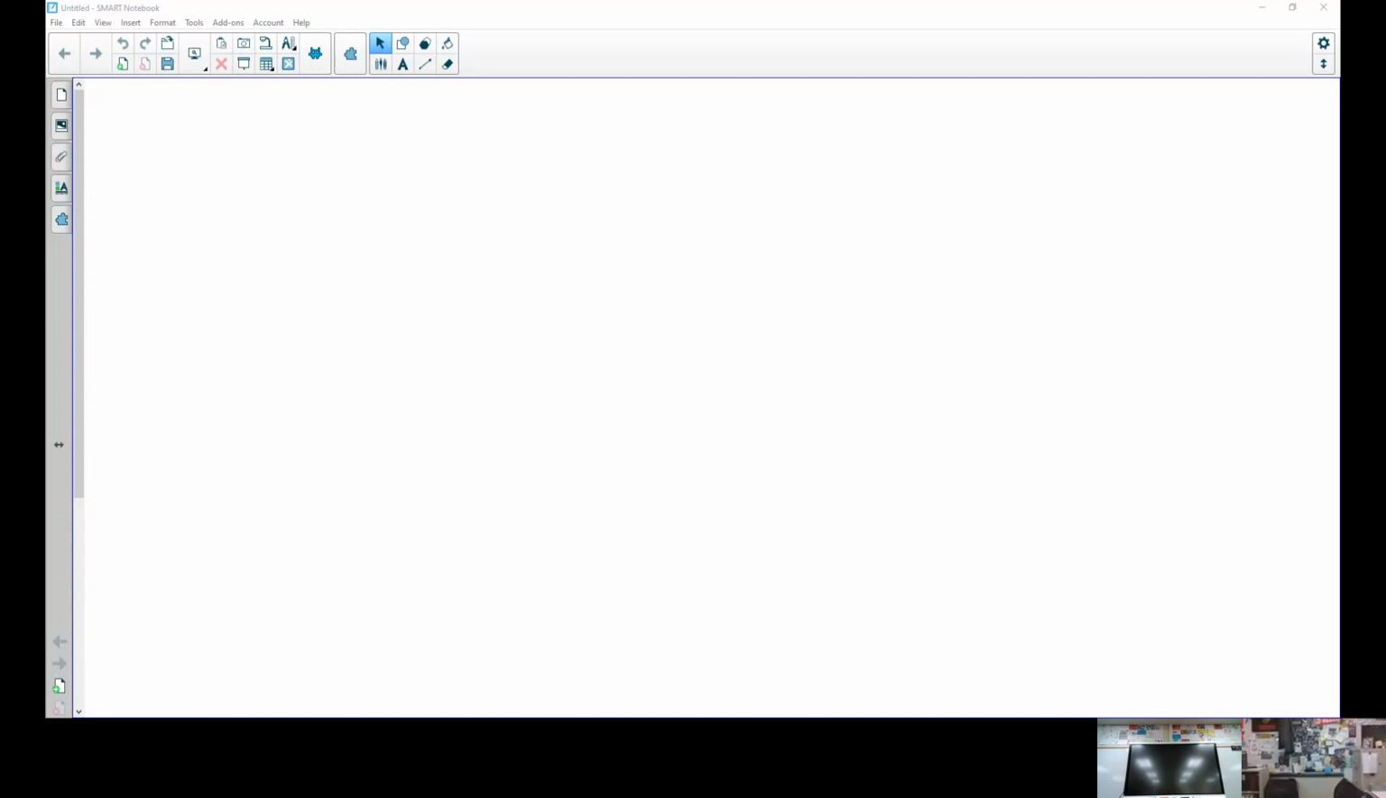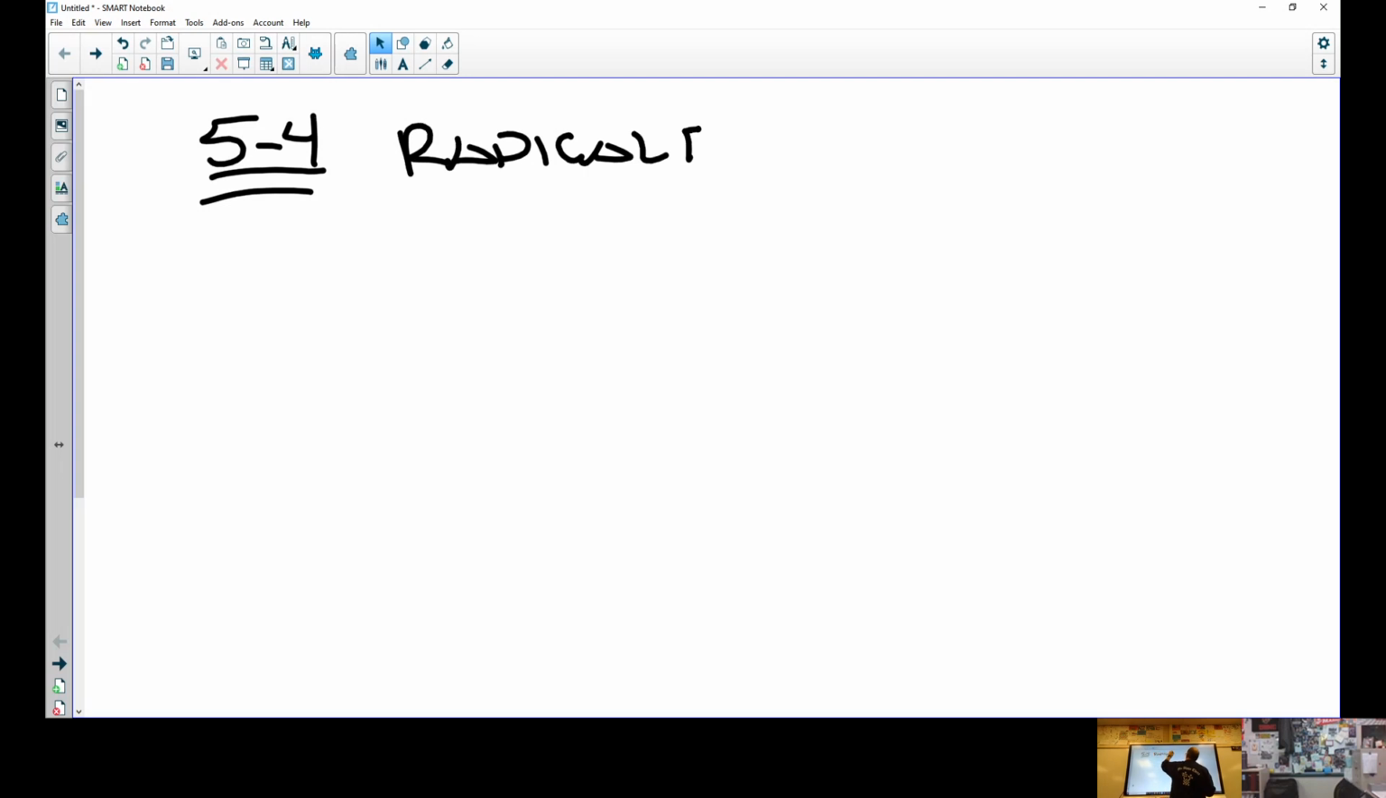All right, folks, we are going to get into 5-4 from the Algebra 2 text, that is. All right. And this is 5-4. We're going to start today with radical expressions and complex numbers.